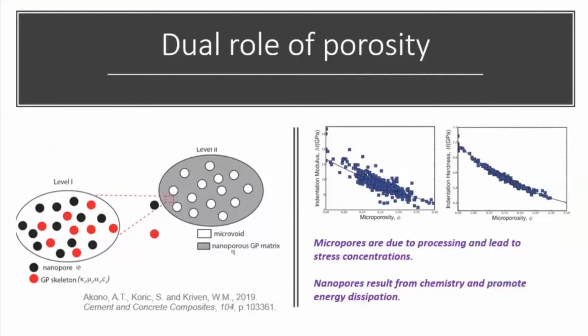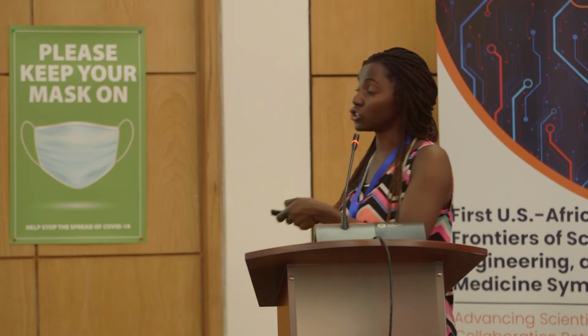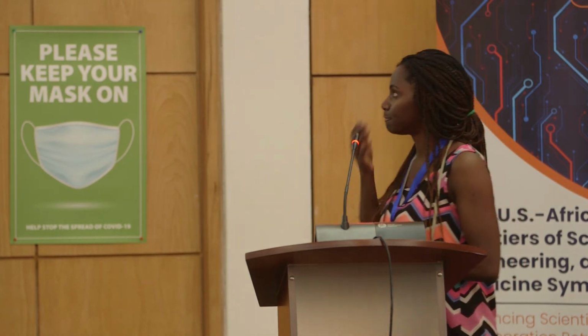And this is where we found that there's really this dual role of porosity, where if you look at the micro and nano scale, you're going to have a microporous matrix, and the matrix itself is going to be nanoporous. The micropores, in this case, are going to be detrimental, and they are caused by processing. So we can reduce and remove them by optimizing the processing routes. But the nanopores, we want to keep them because what they do is promote energy dissipation through rearrangement at the molecular level and nanometer length scale. And those nanopores actually can be tailored by adjusting the chemistry and the mix design that we have.